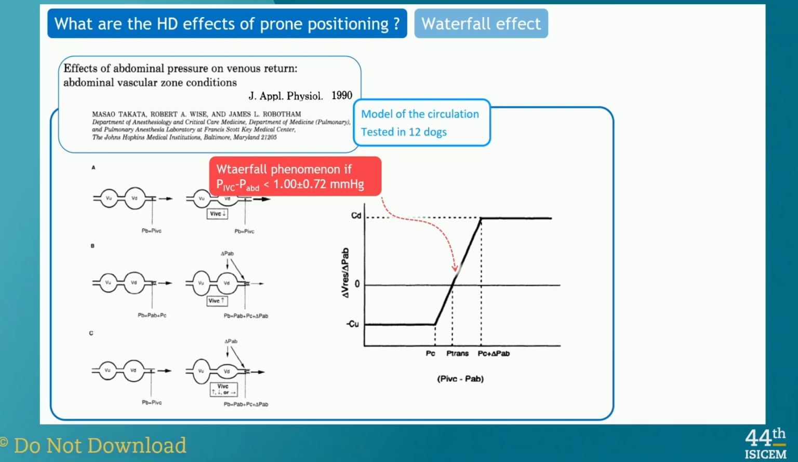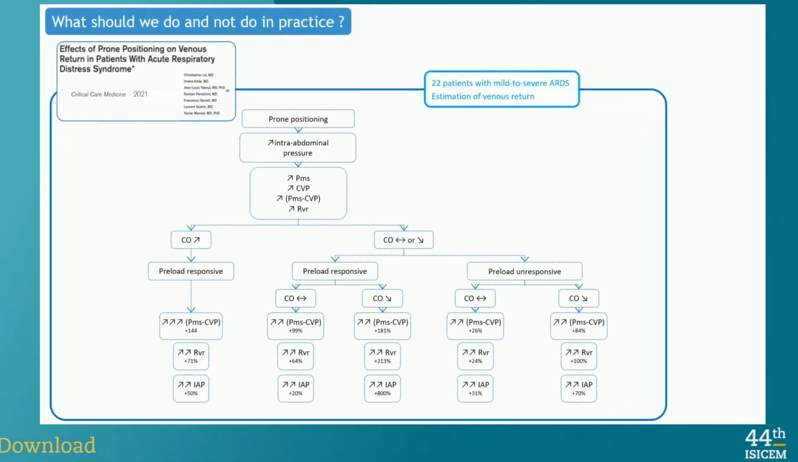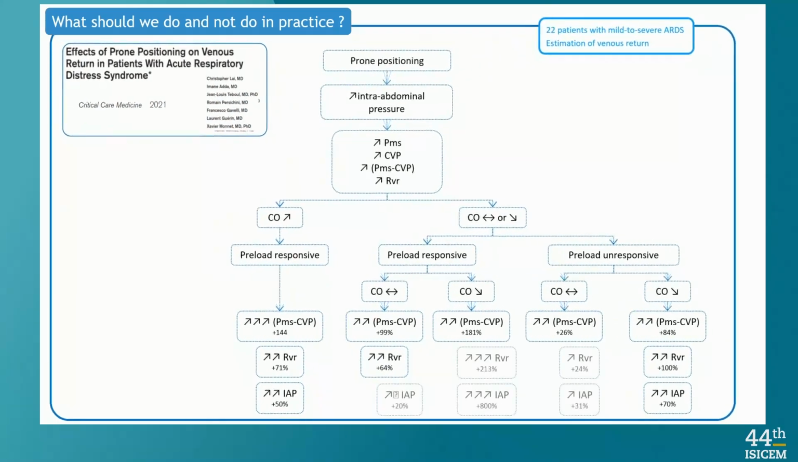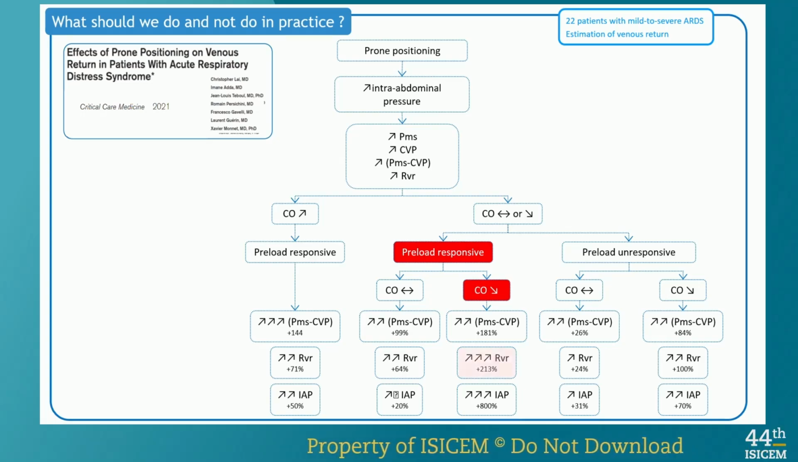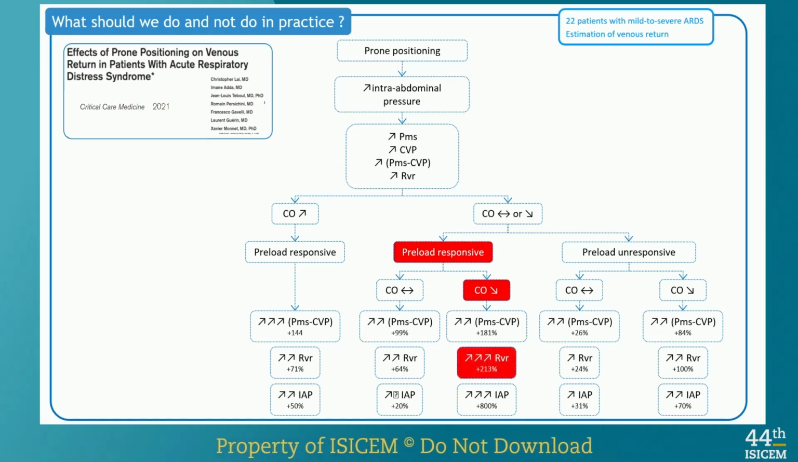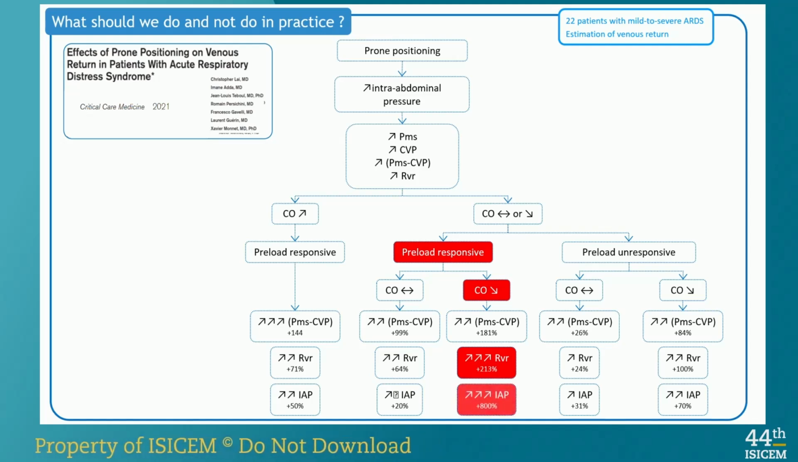This is not only theory. In the study I quoted before with Christopher Lai, we observed that. Let me enlarge the figure a bit. There were some preload-responsive patients where we expected an increase in cardiac output, but cardiac output decreased. And in these patients, it was just a few patients, but the resistance to venous return increased to a large effect, and this was likely due to a large increase in the intra-abdominal pressure.